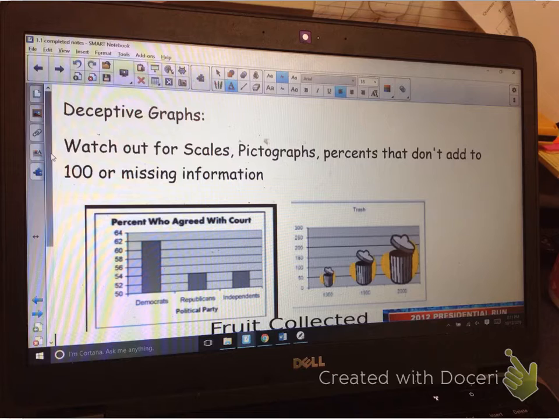Next, deceptive graphs. Please take a minute to write this down, and then I want to talk about it. So pause it, write it down, and then let me talk.